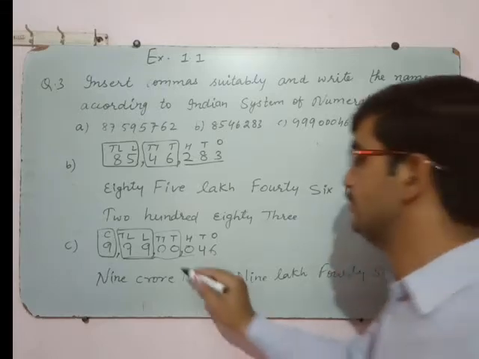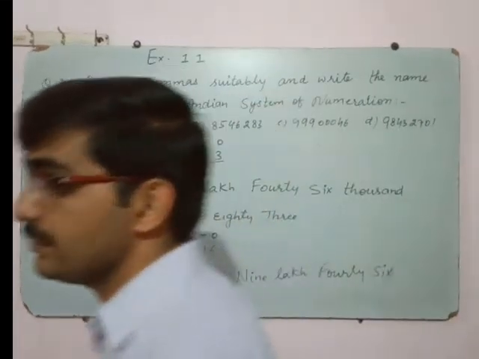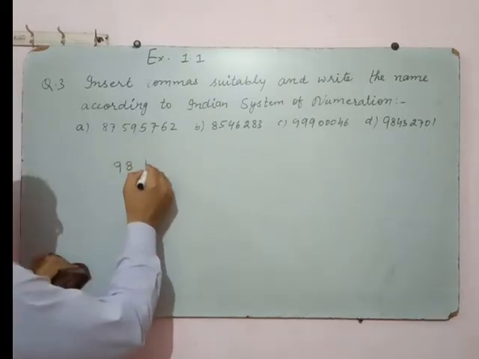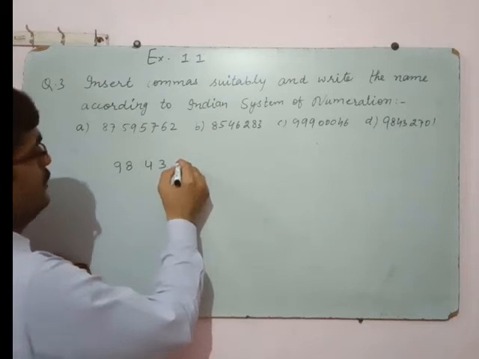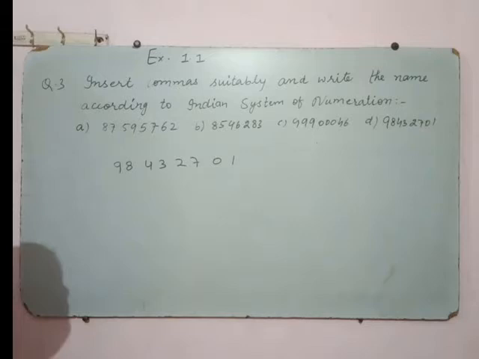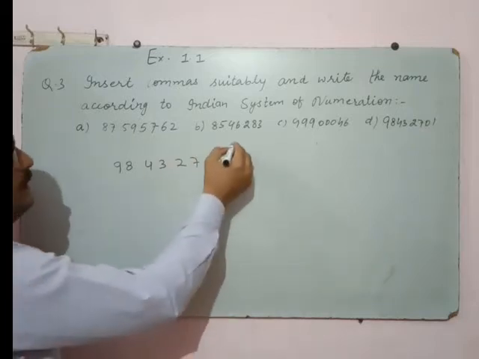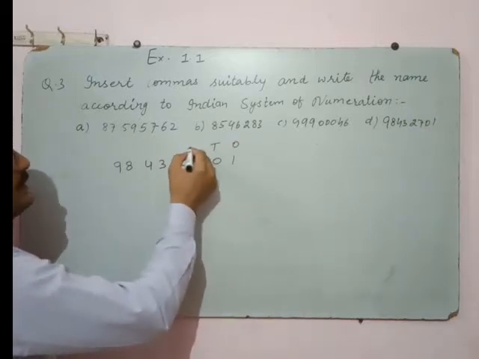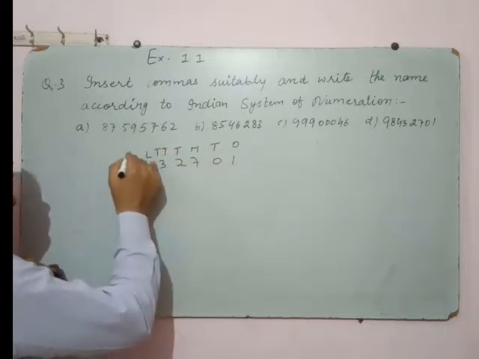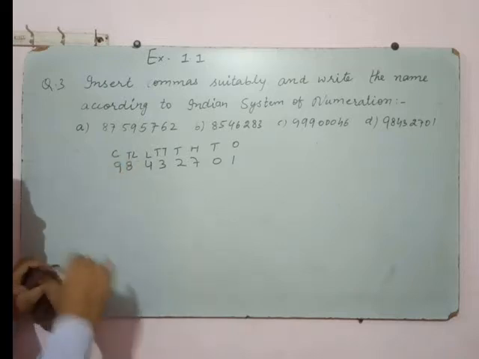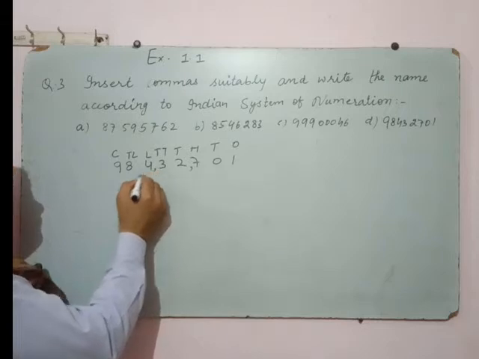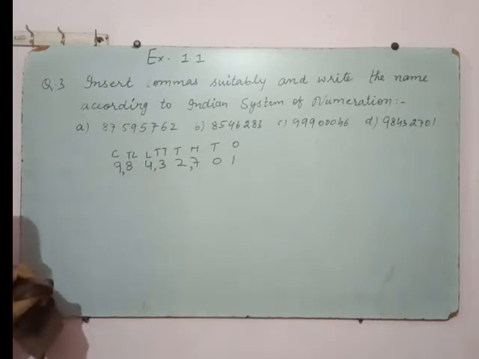ओके, जहां भी जीरो होगी वहां पे हम कुछ नहीं लिखते, वो वैकेंट रहता है हमारा. क्लियर? नेक्स्ट इज 98432701. ओके, वंस, टेंस, हंड्रेड, थाउजेंड, 10,000, lakh, 10 lakh, crore. Again commas on before three places, two places, two places. Clear?